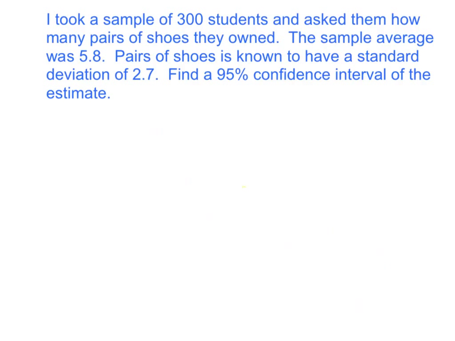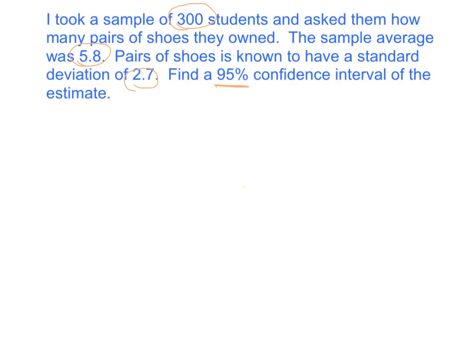Imagine you're faced with this problem. I took a sample of 300 students and asked them how many pairs of shoes they owned. The sample average was 5.8, so my x-bar is 5.8. Pairs of shoes is known to have a standard deviation of 2.7. Find a 95% confidence interval of this estimate. So 5.8 is my estimate, my x-bar, but I want to do a confidence interval around that.